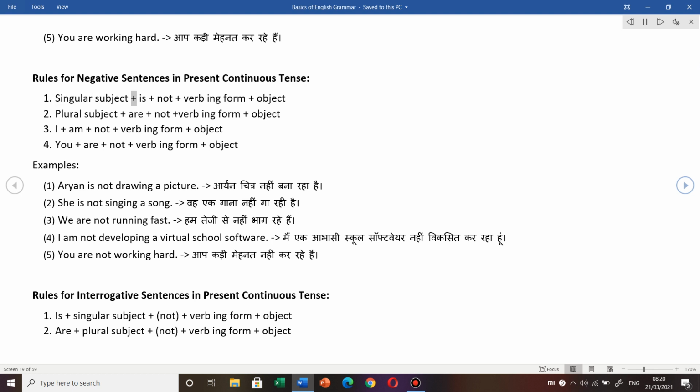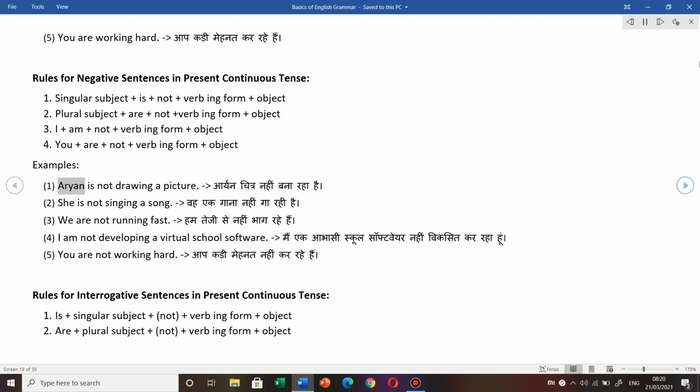Rules for negative sentences in present continuous tense. Singular subject plus is plus not plus verb ing form plus object. Plural subject plus are plus not plus verb ing form plus object. I plus am plus not plus verb ing form plus object. You plus are plus not plus verb ing form plus object.